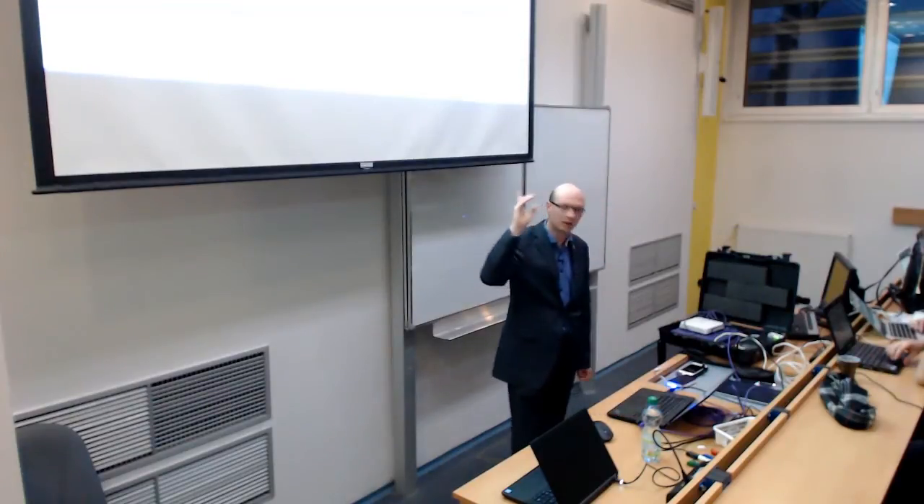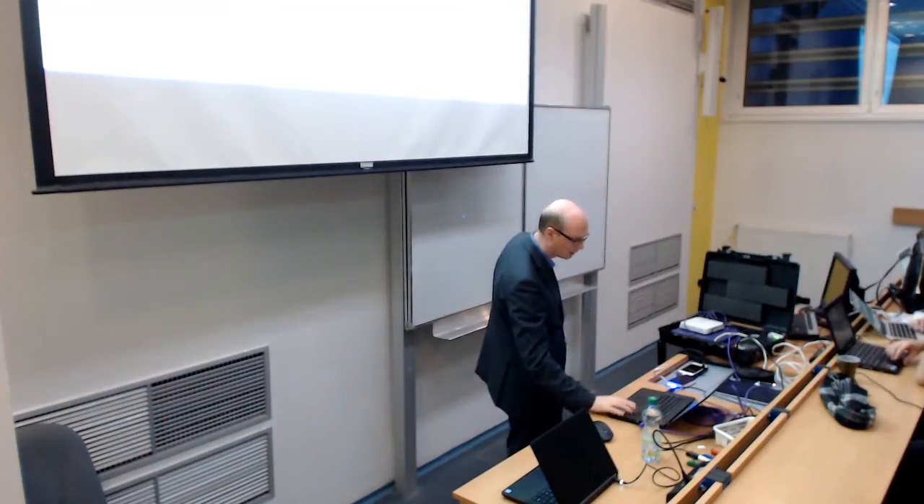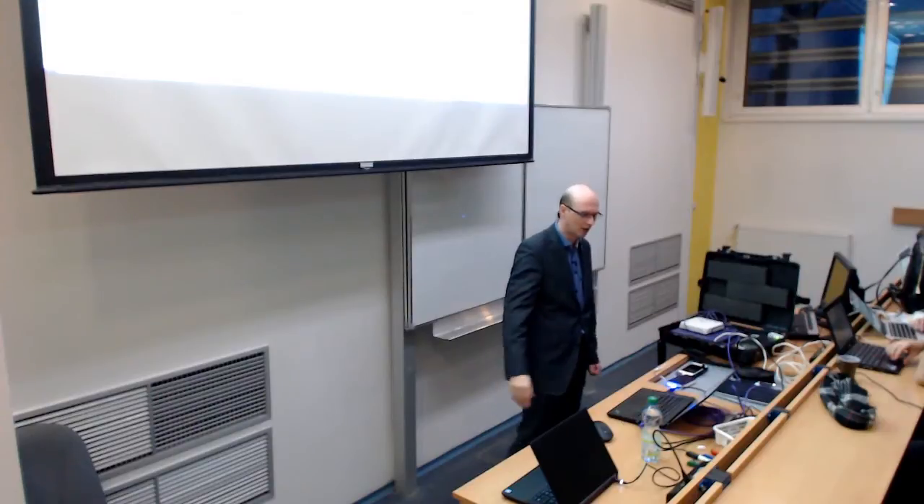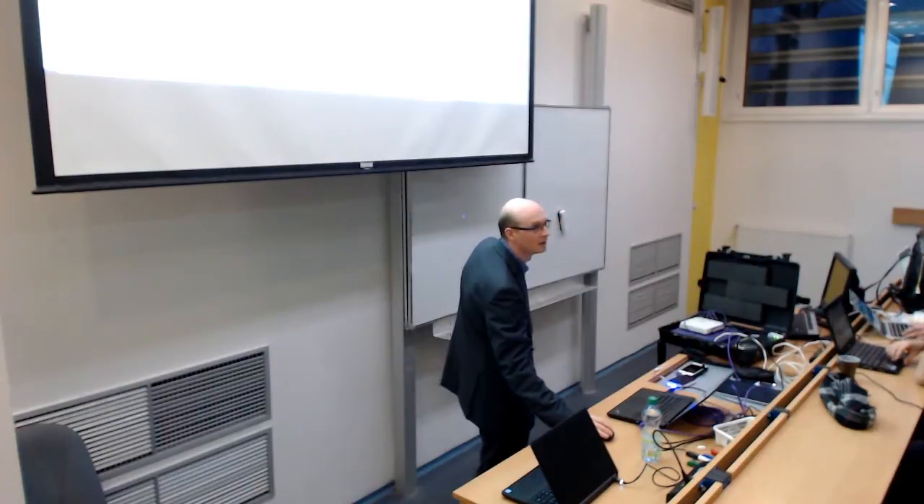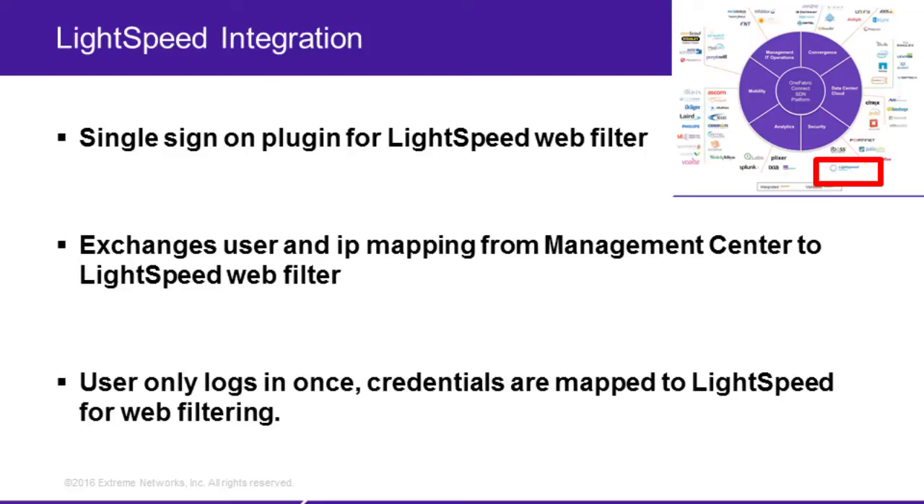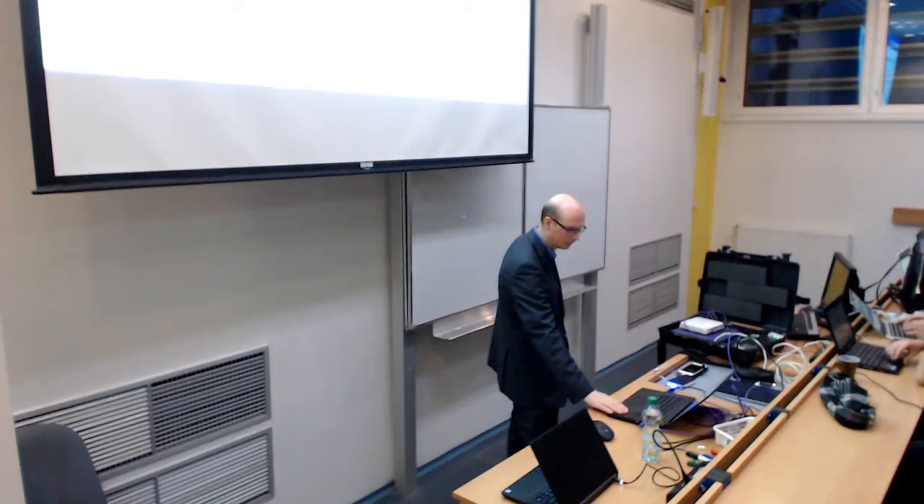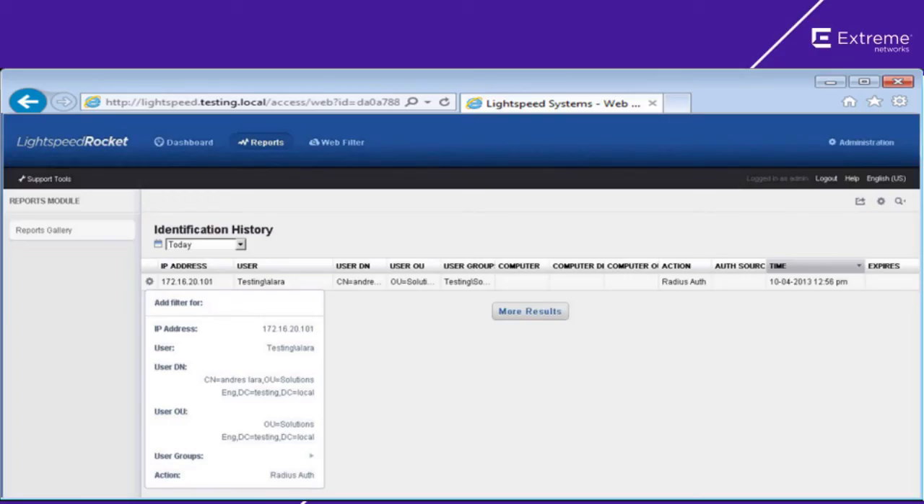So an example here, that's network management, and here is the mapping. You see student and staff, both are on the same subnet. So different web filtering will apply. Lightspeed, that's another use case for web filtering.